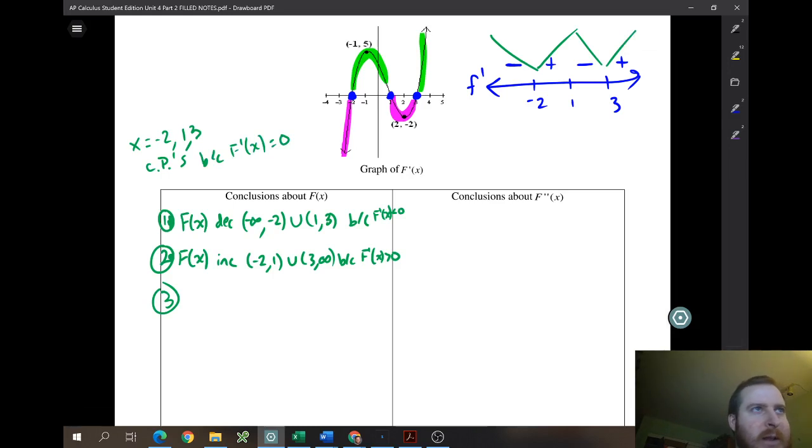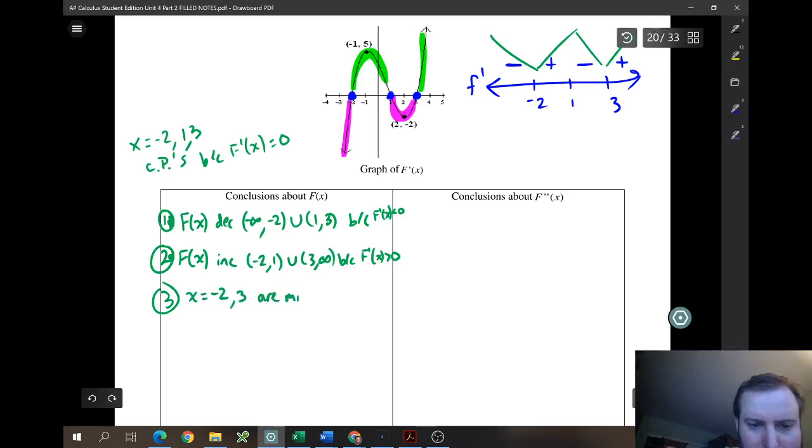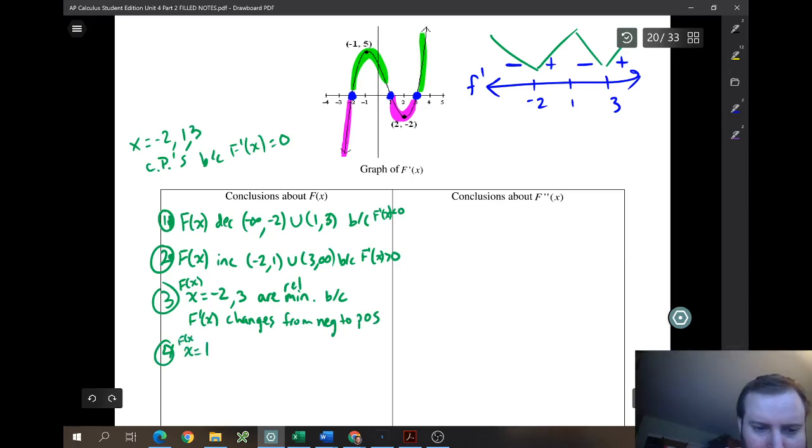But I'm going to go ahead and classify them. I'm going to say that x equals negative 2 and 3 are relative minimums. F of x has relative minimums there, because F prime of x changes from negative to positive. And then similarly, x equals 1 for F of x is a relative max, the opposite, because F prime of x changes from positive to negative.